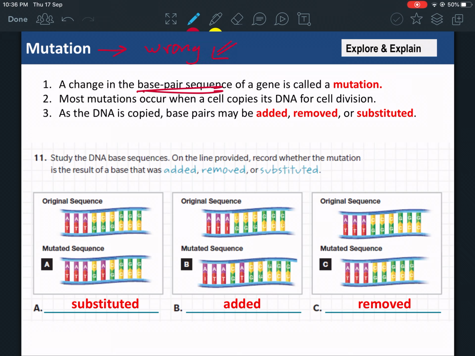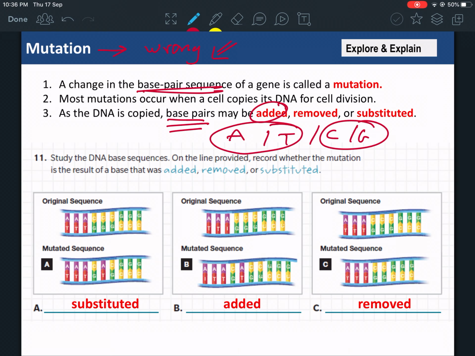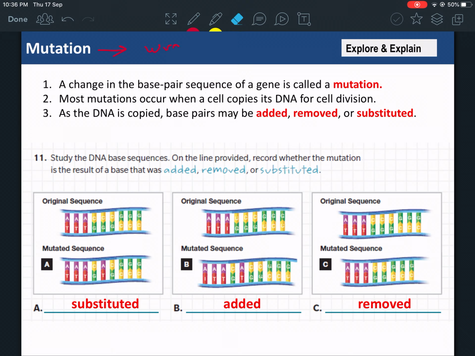As DNA is copied, it may be added some base pairs. We said A, T, we have C and G. These two pair together, these two pair together. Now we said that these are the base pairs. As the DNA is copied, base pairs may be added, removed, or substituted. Let's see how down there.